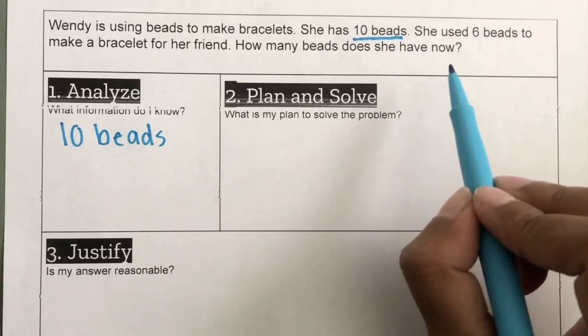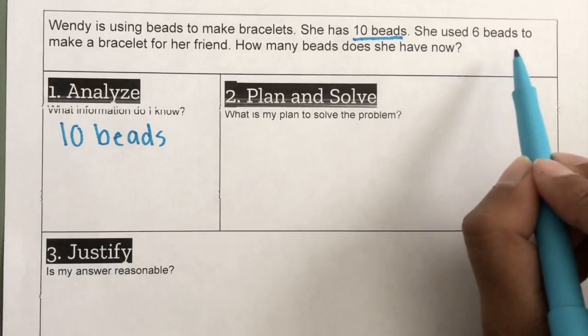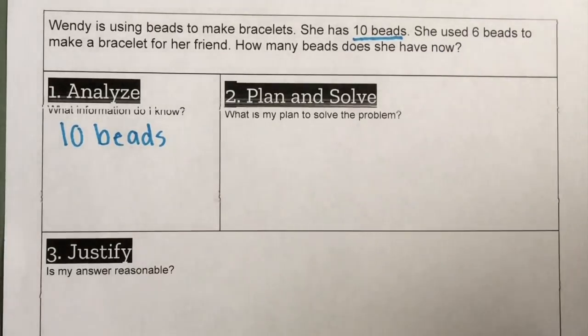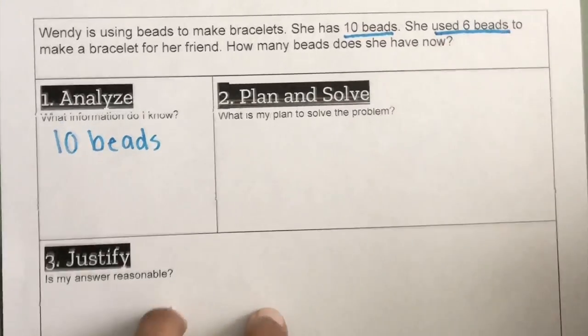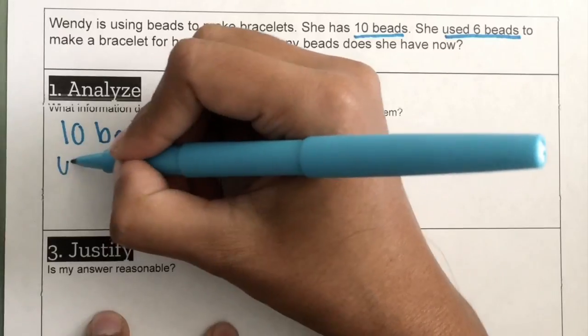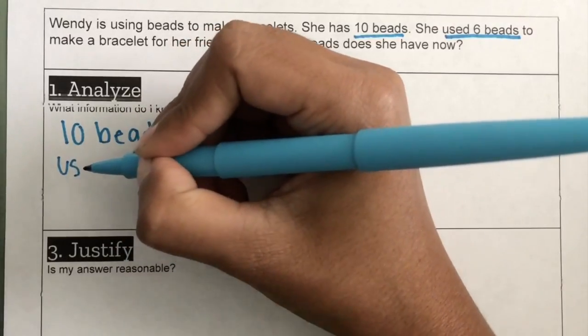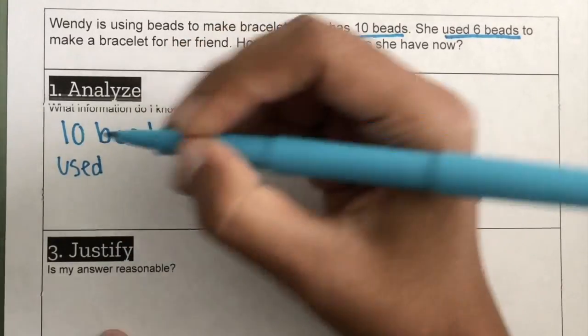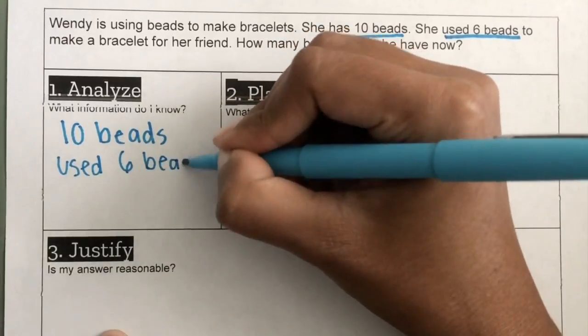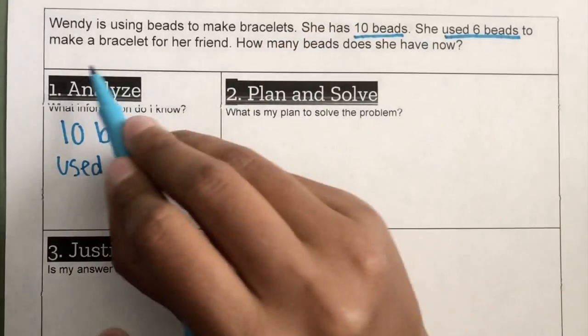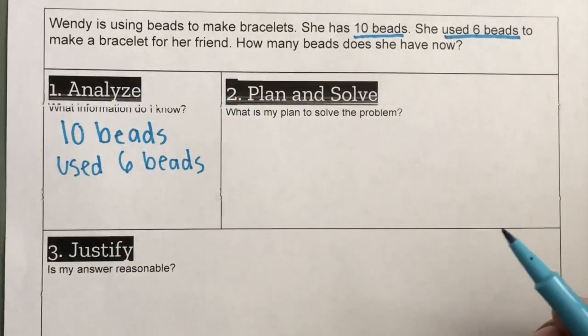Okay, looking at my next sentence, it says she used 6 beads. So there's another piece of data. And I think it's important to add used, so I'm going to underline that too. I'm going to write that as well. Used 6 beads. Okay, going through my problem, that looks like all of our data.